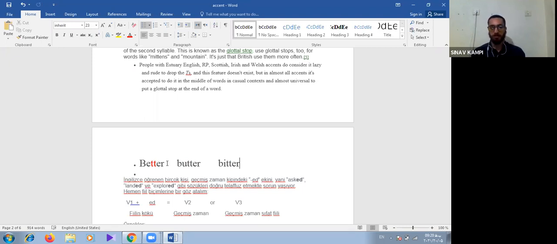Now in British English, you have two things. First, you say the T, and second, you remove the R. You delete the R. So better, butter, bitter. You change it with the sound, okay?